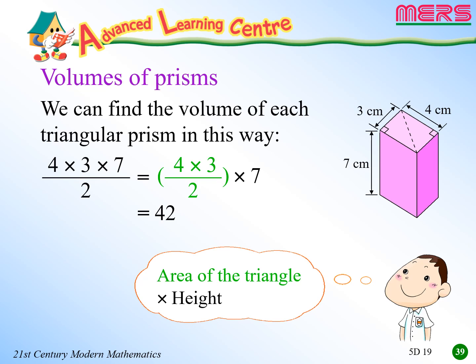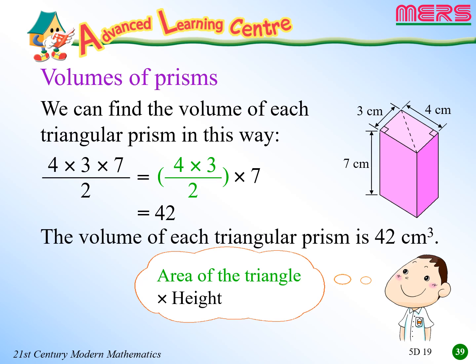However, you could also find it in another way. That is, find the area of the triangle base first, and then times the height. That is 4 times 3 all divided by 2. That is the area of the triangle. And then, finding the area of the triangle, you multiply it by the height, 7. And the answer would be the same. That is 42 cubic centimeter.